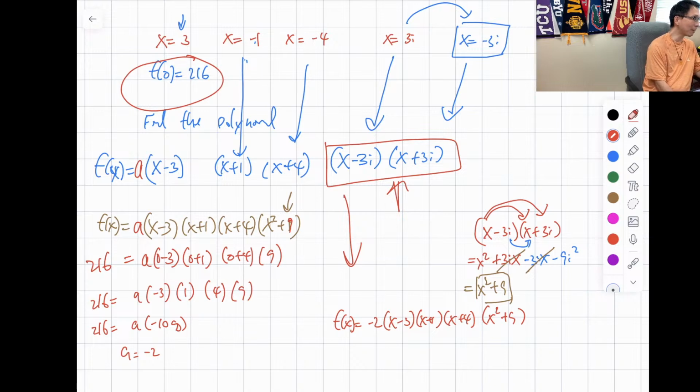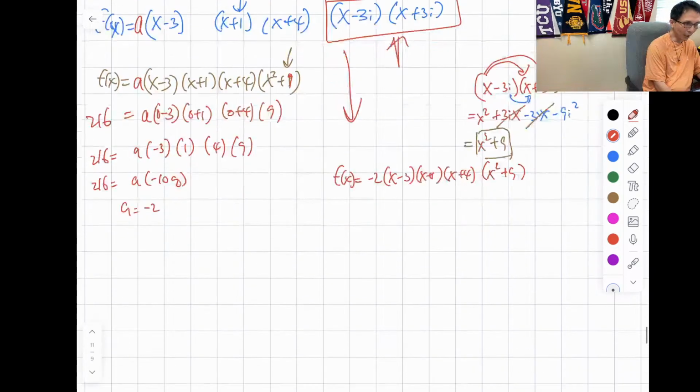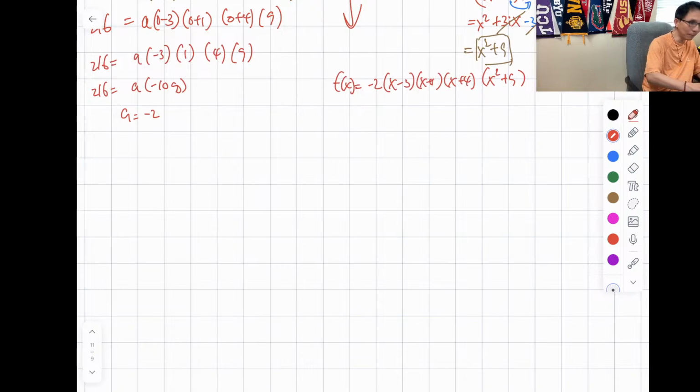Same thing as the imaginary number. 1 plus 2i, then 1 minus 2i is the answer. Got it? Okay, so I'm gonna give you a question, see if you guys can figure it out.